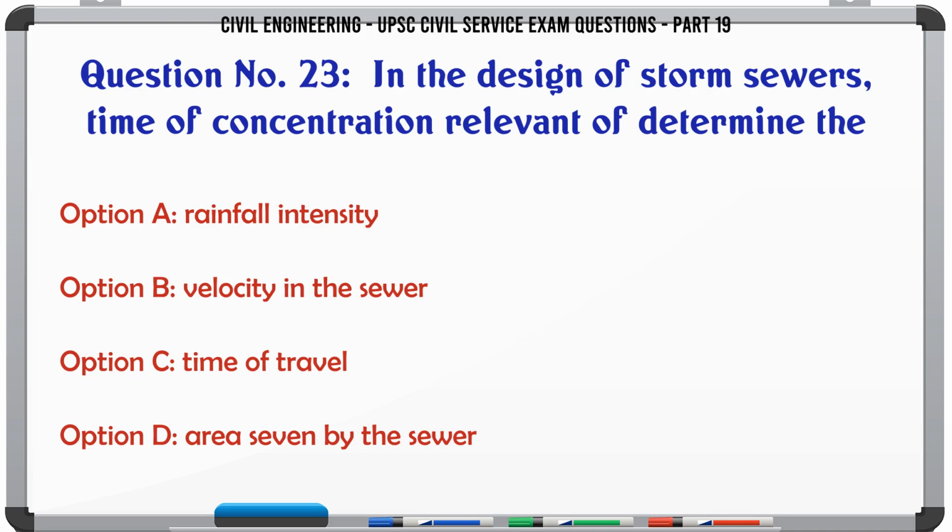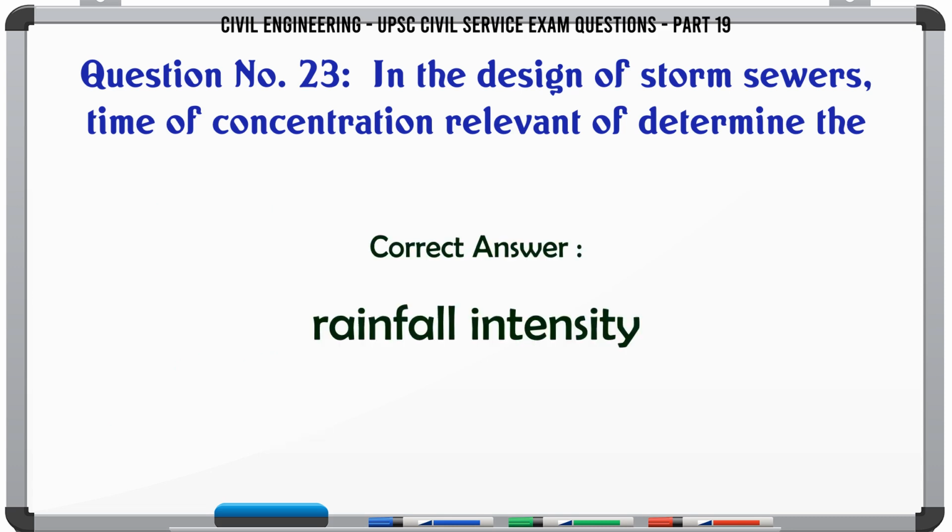In the design of storm sewers, time of concentration is relevant to determine the A. Rainfall intensity, B. Velocity in the sewer, C. Time of travel, D. Area served by the sewer. The correct answer is rainfall intensity.